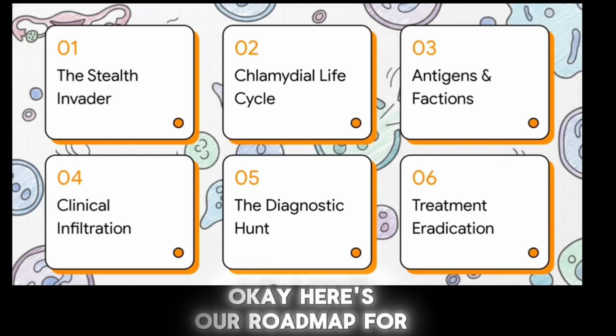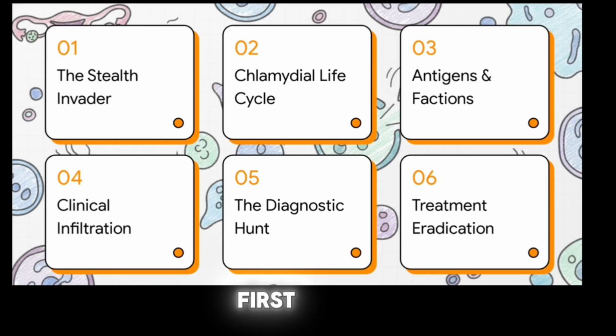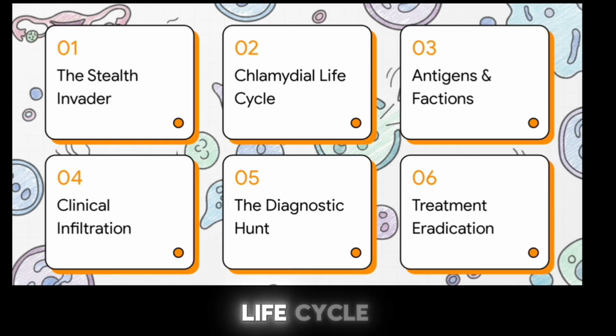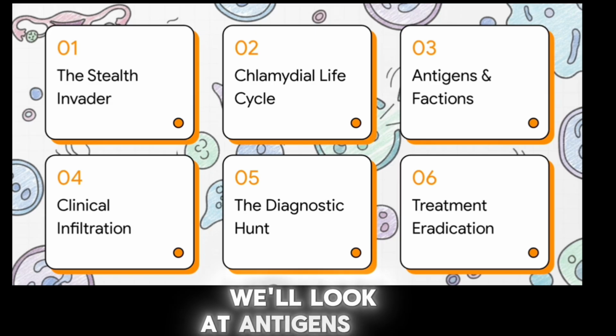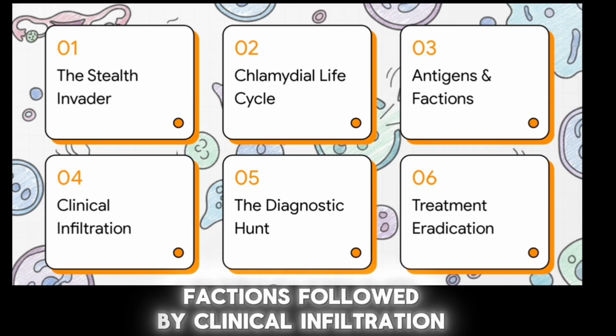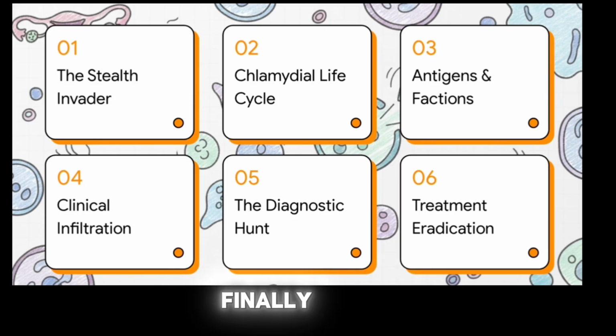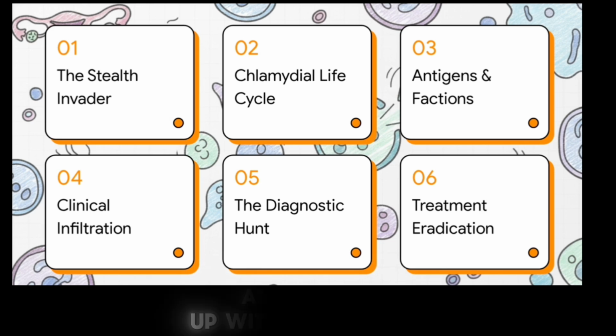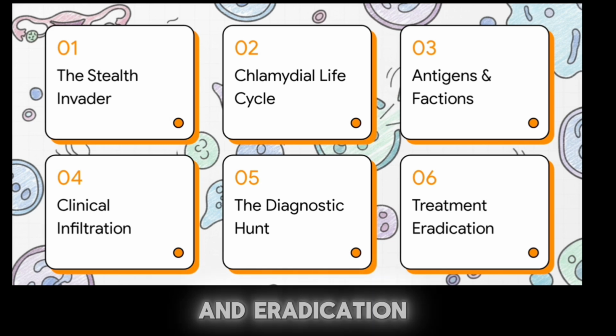Okay, here's our roadmap for this explainer. First, we'll meet the stealth invader. Then we'll break down the chlamydial life cycle. After that, we'll look at antigens and factions, followed by clinical infiltration. Finally, we'll cover the diagnostic hunt and finish up with treatment and eradication.